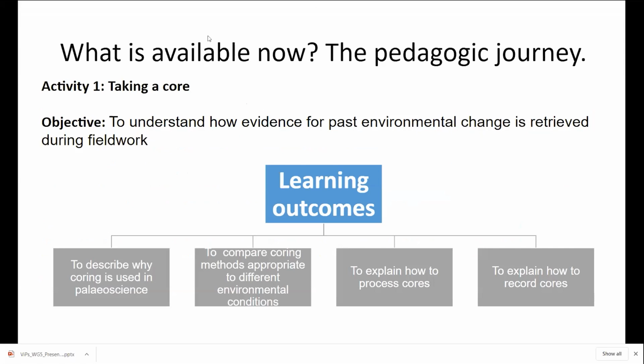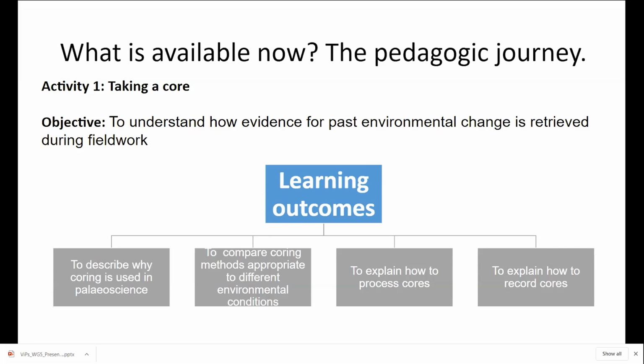So what we've done is we've gone through the available resources and we've divided them into a couple of different activities, thinking about linking them specifically to learning outcomes. So in this case, activity one is taking a core. And the overall objective is to understand how evidence for past environmental change is retrieved during fieldwork. So if you were in the field and you were taking a core, that would still be what you want students to get out of this particular set of learning.